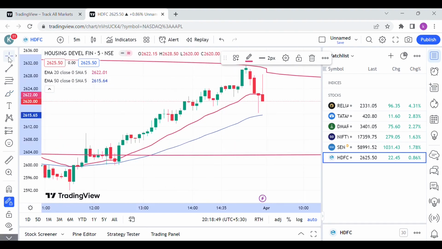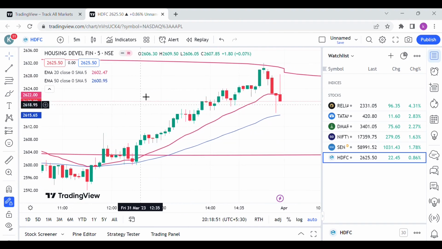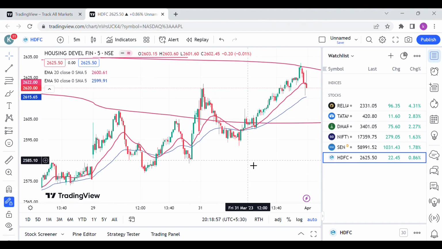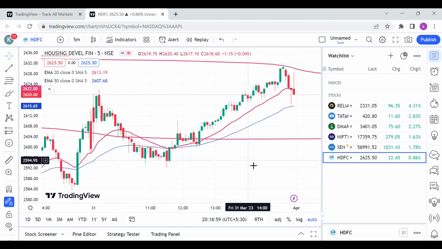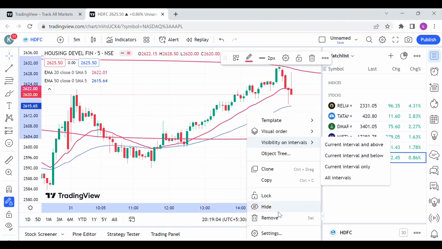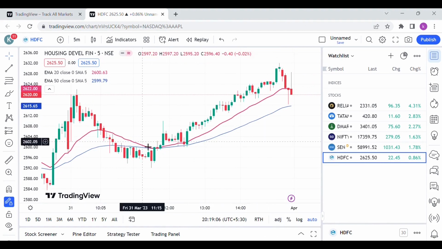If I click 5 minutes candle, you can see there are lots of lines over there. So this is how it looks. I don't know which line this is, I want to remove this line. Yeah, this is how it looks. So I have selected the 5 minute candle.